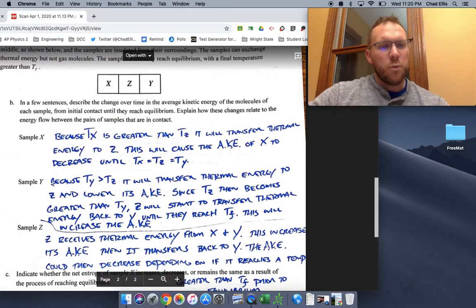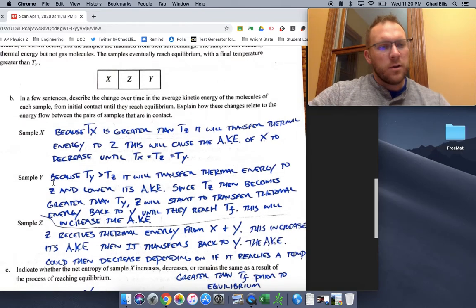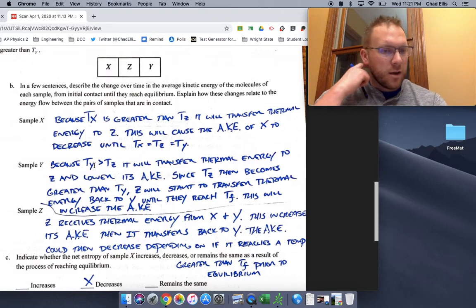Okay. For Y, and if you look at the scoring guidelines, right, it wants you to be able to show that this process can reverse. It doesn't only have to go one way. It can stop and it can go back the other way. So it's kind of why they're organized the way that they are. Here's what I said for Y. Ty is greater than Tz. That means that thermal energy will be transferred into Z from Y and lower its kinetic energy.